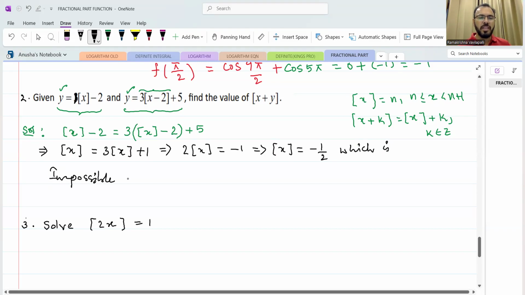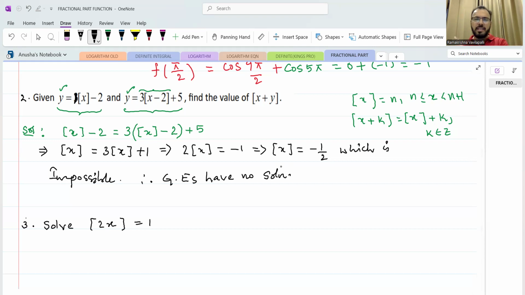Therefore, the given equations have no solution. The system of equations which we have given has no solution because the output of integral part of x is always an integer. I can prepare one more question based on that which has a solution.